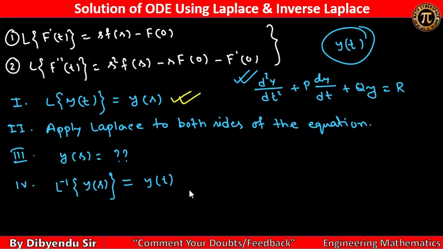First you consider that Laplace of y(t) equals Y(s). Then you apply Laplace transform to both sides of the equation. Then after simplifying this, you will get Y(s). Now step number 4 is you have to apply Laplace inverse. But let me tell you, step number 1 to step number 3 are very easy. The problem is step number 4. You have to calculate this Laplace inverse, and it is totally depending on your practice.